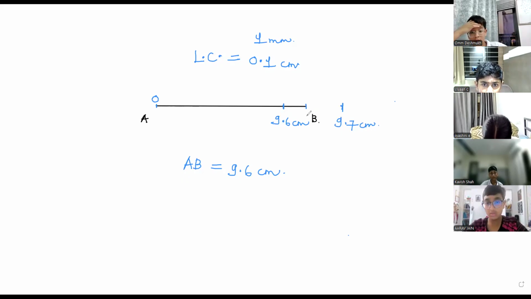Yes, understood. Sir, what will I write for this? I could write 9.65. I have magnified this distance of 1 millimeter so much. Understood? So I will write 9.6 only. I can't write 9.7. Arav Jain? Yes, I'm understanding.